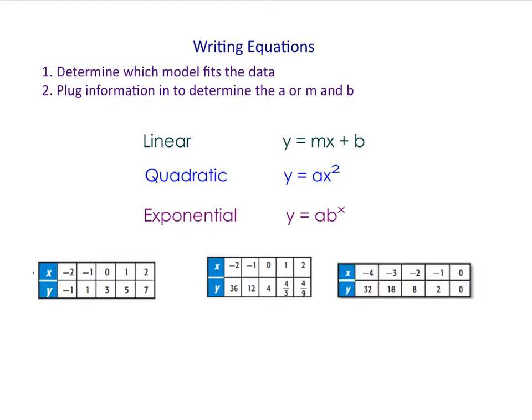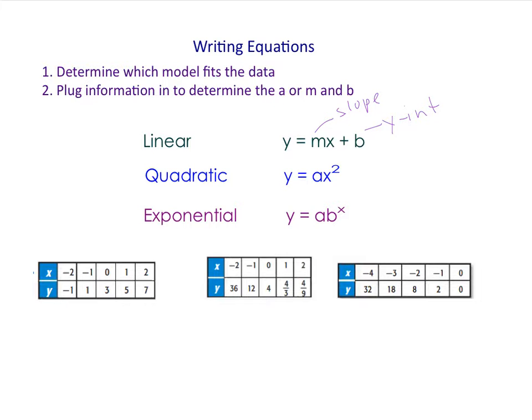Now, once we have a table of data and we can determine which function it goes to, linear, quadratic, or exponential, we now want to write an equation for that data. So we have to figure out, again, not only what the table is telling us, but which part of each equation the variable means. As we look at linear, y equals mx plus b, let's just recap. M, again, represents the slope. B represents the y-intercept.